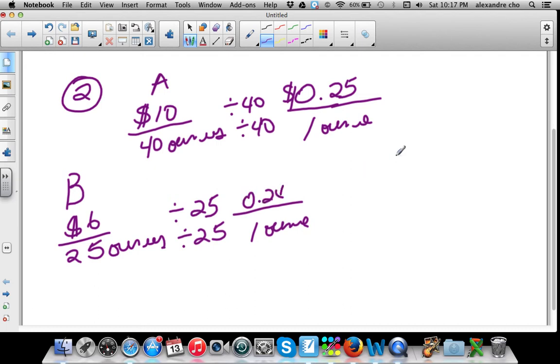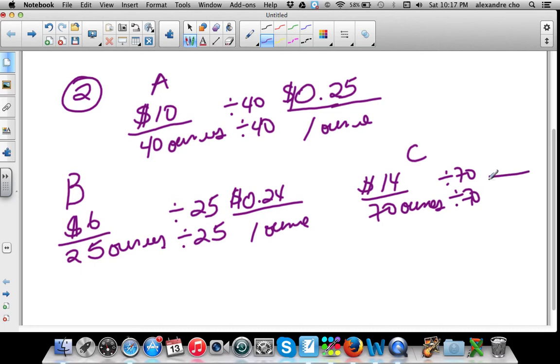Okay. And finally we have size C. This one costs you $14, and you get 70 ounces. And then we're going to divide top by 70 and bottom by 70, and that's going to give you about, if I'm not mistaken, 20 cents per ounce for 1 ounce.